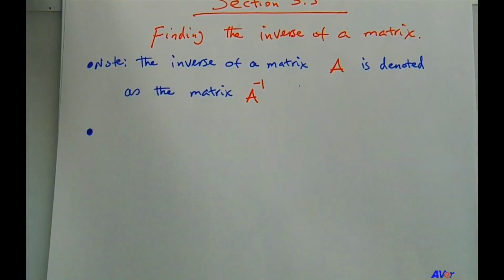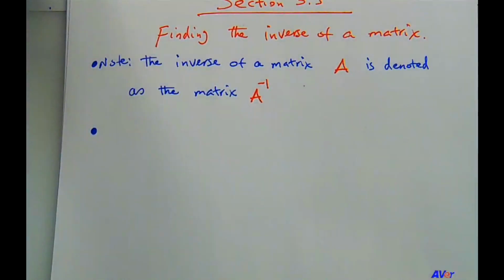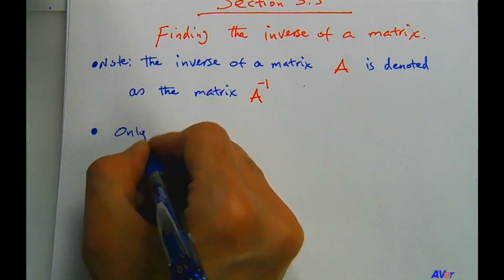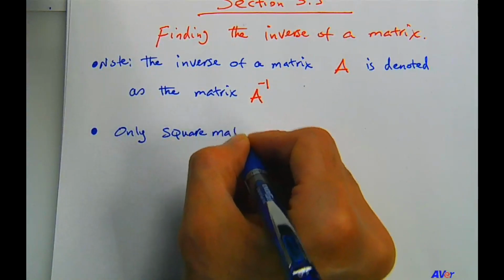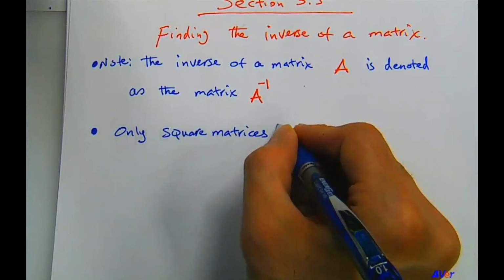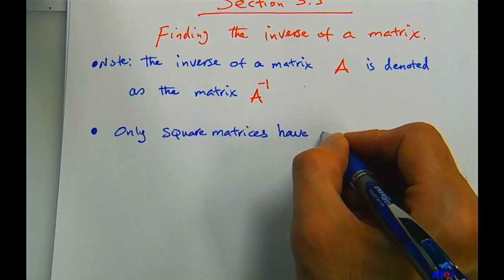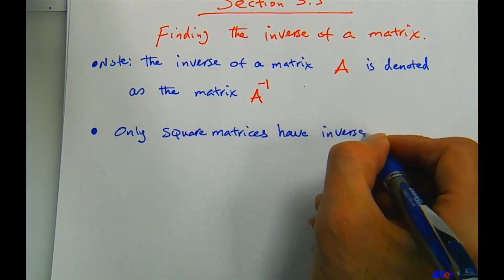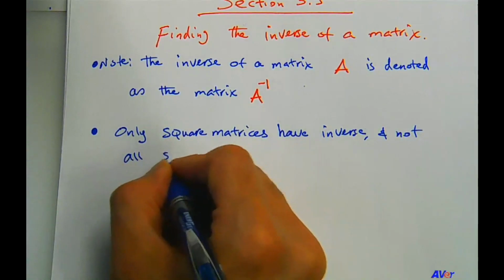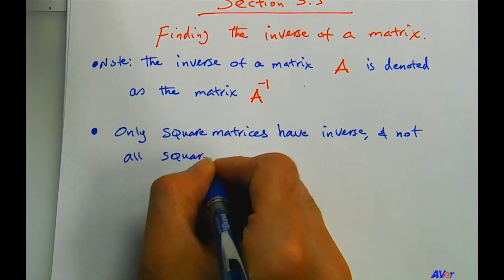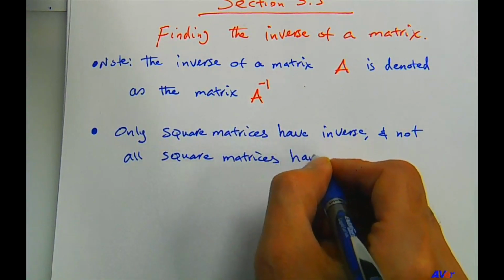And again, for the sake of your notes, let me write this down: only square matrices have an inverse, and not all square matrices have an inverse.